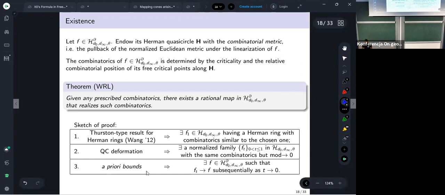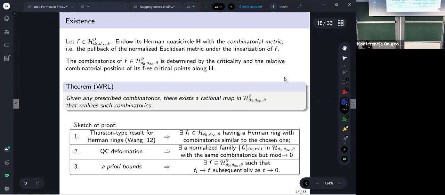And then the last ingredient is the first theorem, which is a priori bounds. With a bit of analysis work, this gives us enough compactness for me to find the limit. So there exists some F inside the curly H boundary such that FT goes to F subsequentially. And F carries the combinatorics that I want. And this gives me the rational map that I desire. Okay.